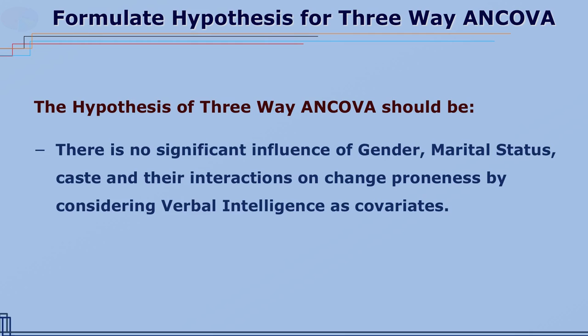For the above stated objective, the hypothesis should be formulated in the null form as follows: there is no significant influence of gender, marital status, caste, and their various interactions on chain proneness by considering verbal intelligence as covariate.